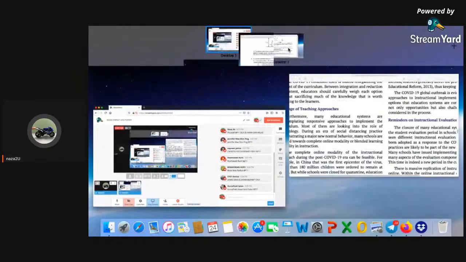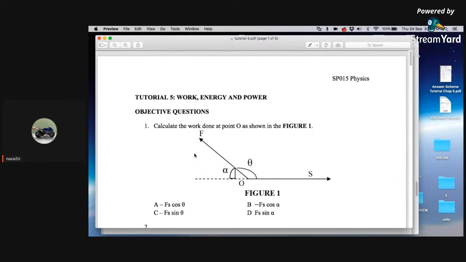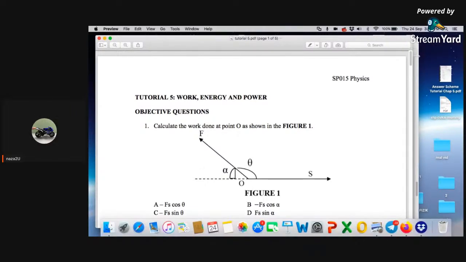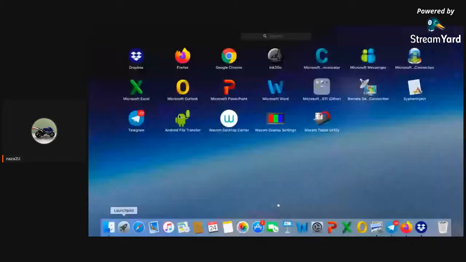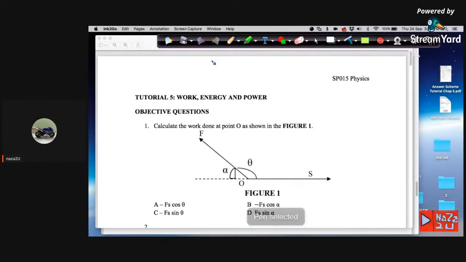Okay, so tutorial 5, tutorial 5. So this is tutorial 5, so you can refer to the tutorial 5 at the Google Classroom. We have tutorial 5 here. Okay, so start with the objective question first. Tutorial 5 is on energy and power. So question number 1 is: calculate work done at the point 0, as shown in figure 2.